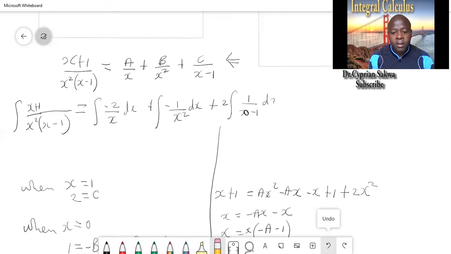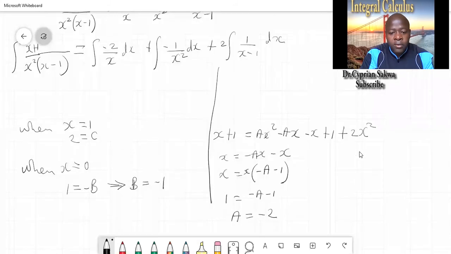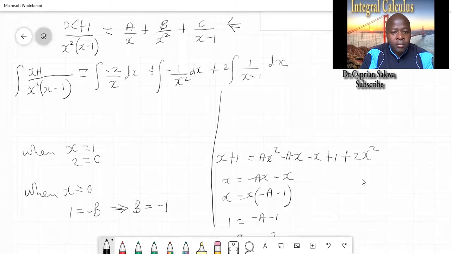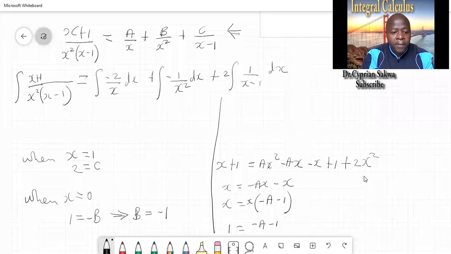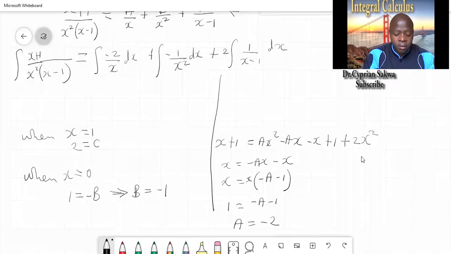Let me erase this so that I write the correct C. So this is negative 1 over x squared dx, and then plus the integral of 2 over (x minus 1) dx. Yeah, A was negative 2, B was negative 1, and C was 2. So I can also erase this other part that we will use.